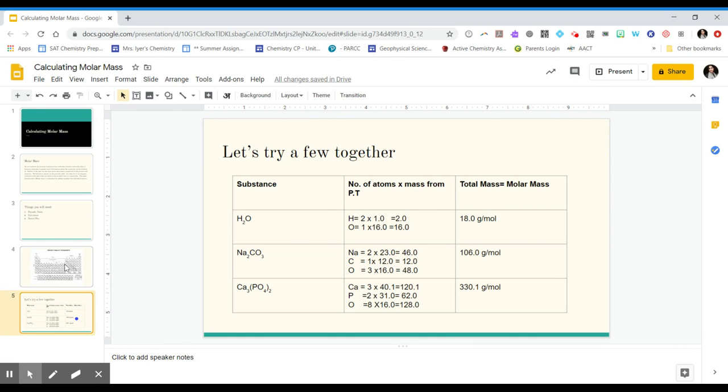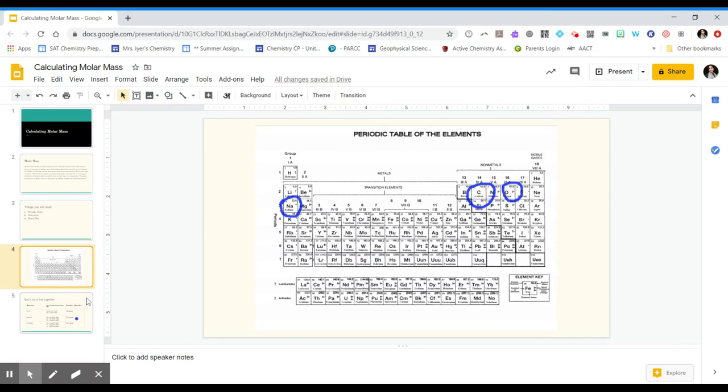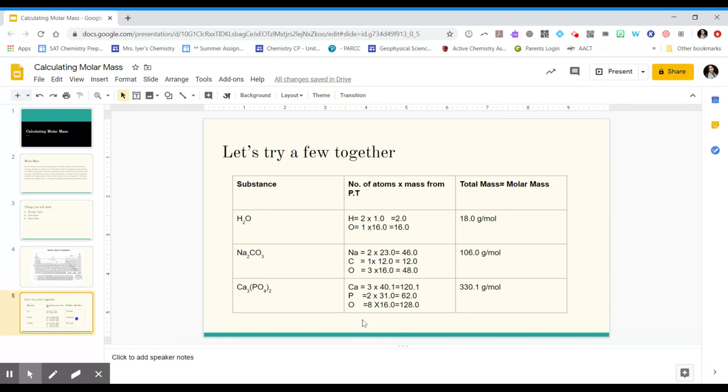So again, go back to the periodic table. Calcium is 40.1, phosphorus is 31, oxygen is 16, and that's how I got it. Okay, then you add all of them together and you end up with 330.1 grams per mole.